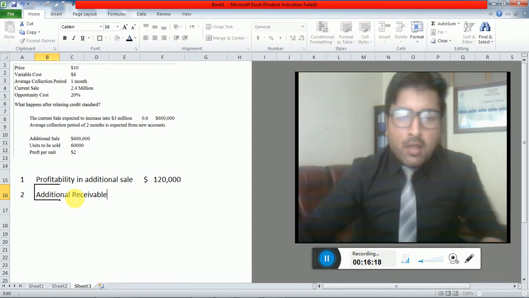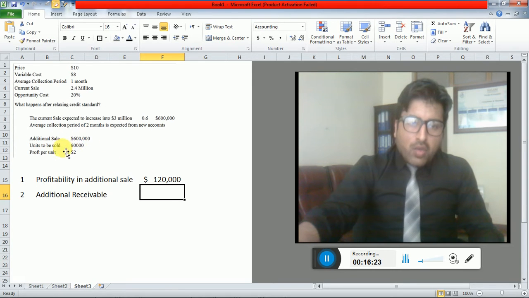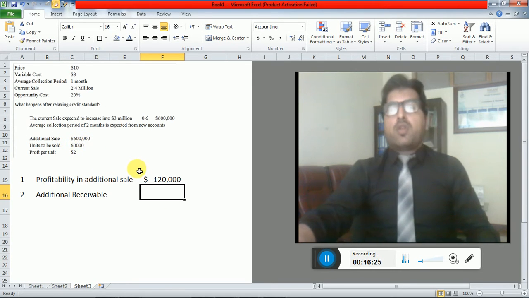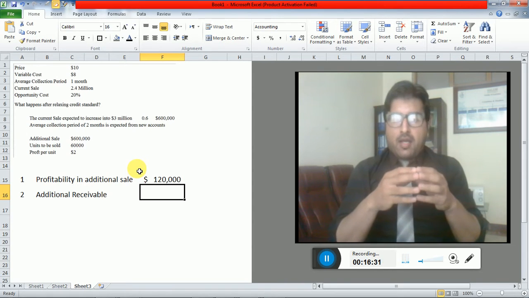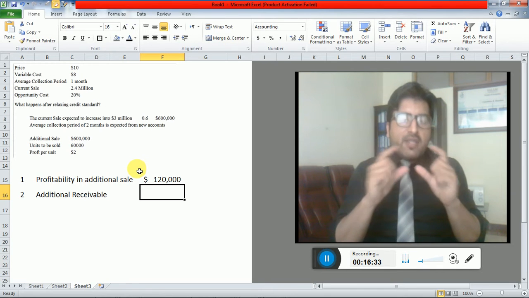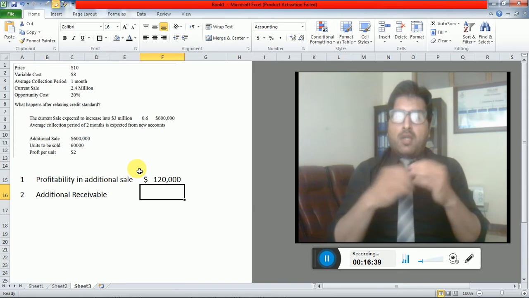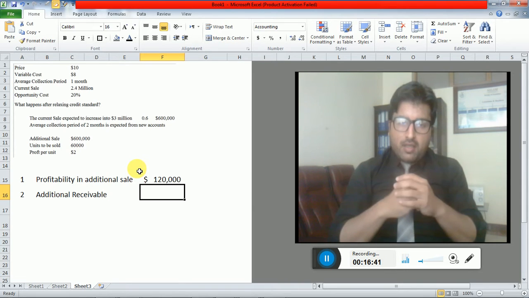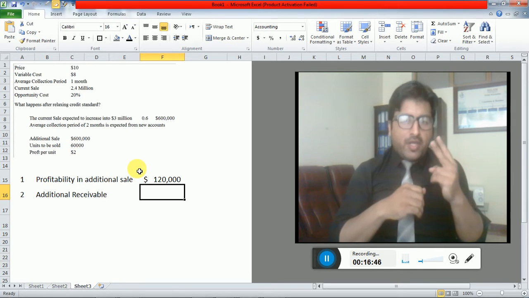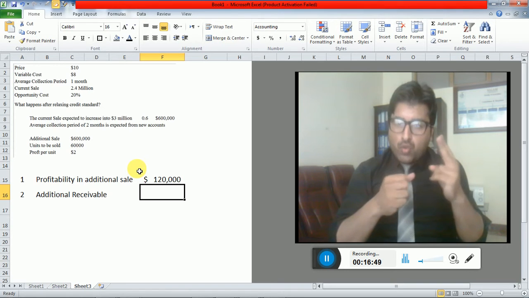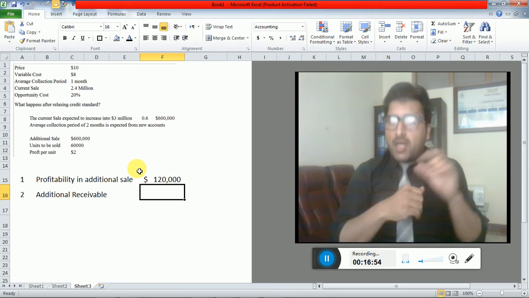What do we mean by additional receivable? The total sale we have is $600,000 in 1 year. This is the analysis for 1 year. So how much should be the receivable for one term? If the expected duration of a new customer is 2 months, it means they can only pay in 2 months. Then how much is the receivable of each 2 months?